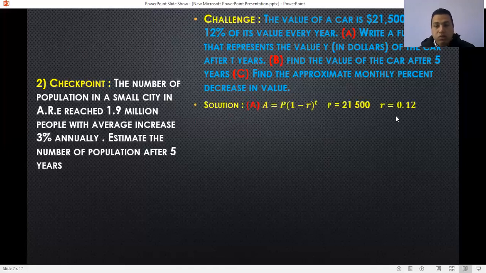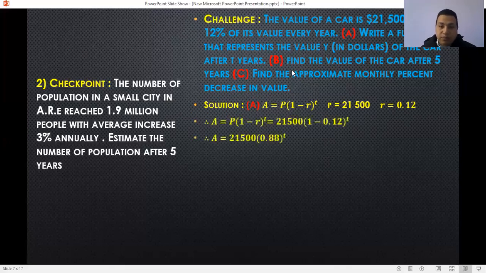Then I'm going to use this to represent the answer. A is the final amount of money after t years, okay? And P is the initial value here, which is 21,500. 1 minus r here is 12 over 100 subtracted from 1, which is equal to 0.88. And after t years, he wants the general formula for the decreasing function or the decay function. Part A, then this is the answer, okay?